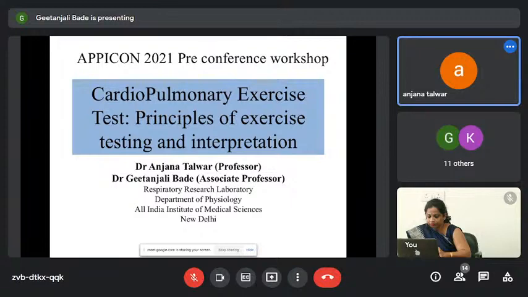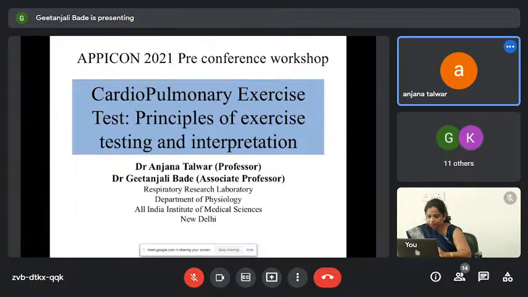So the person is performing exercise on the treadmill. So there is the recording of ECG. Along with that, we have the measurement of expired gas. You will get information regarding how much carbon dioxide is eliminated and the minute ventilation. In addition, we have the probe for pulse oximetry, so we'll know the SpO2, and then we ask the individual what his perception is regarding the breathlessness or the leg discomfort.